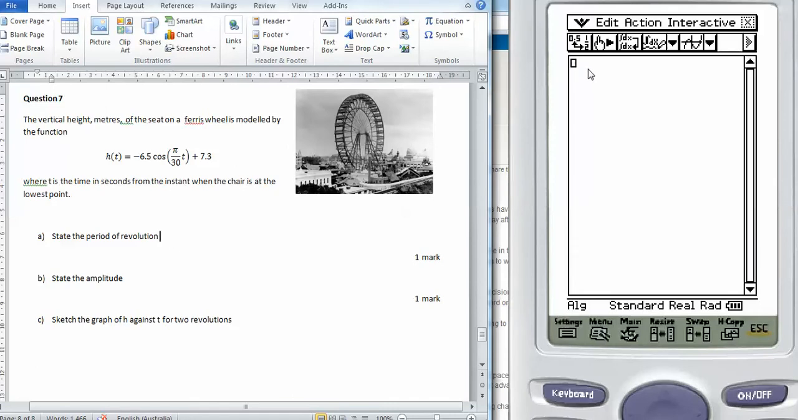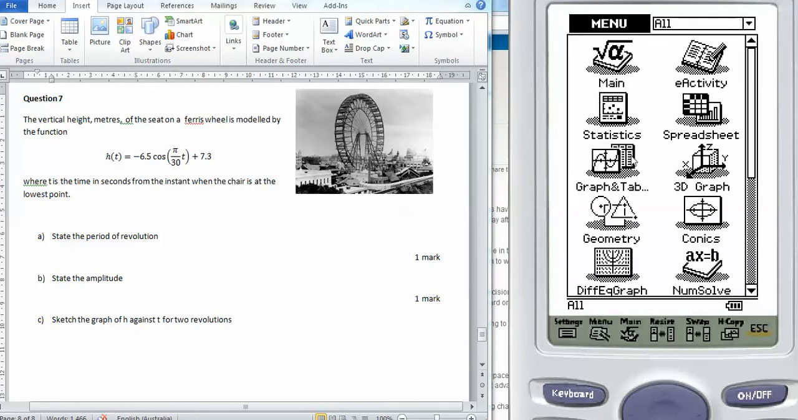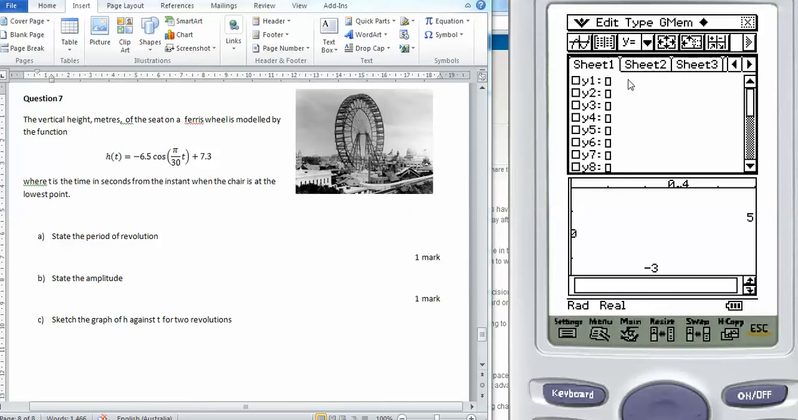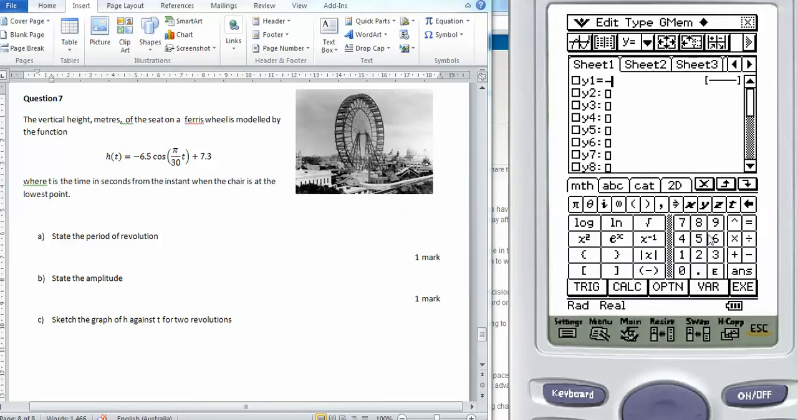Okay, so we might just come over here and graph it for starters. And I have minus 6.5 cos, so math trig cos pi x divided by 30, close bracket plus 7.3.